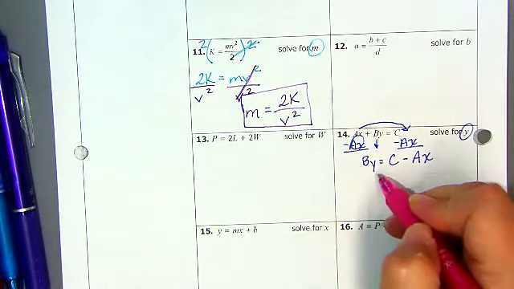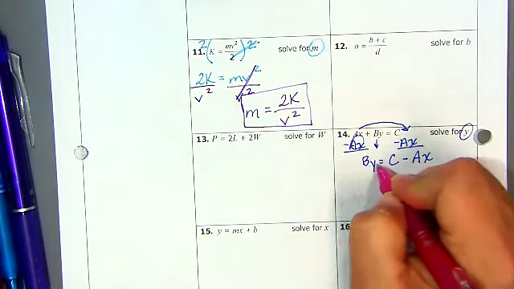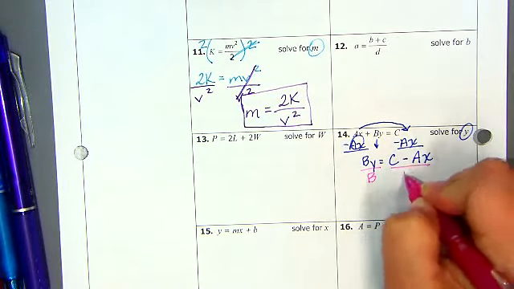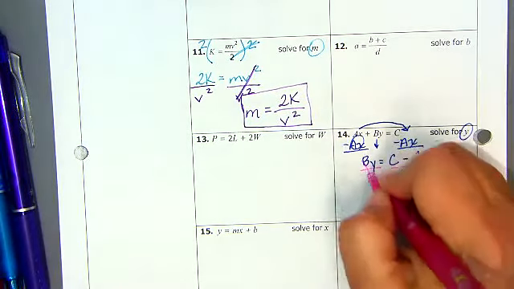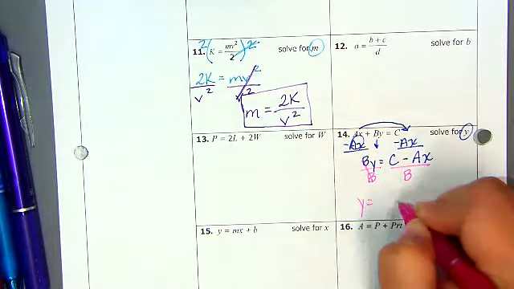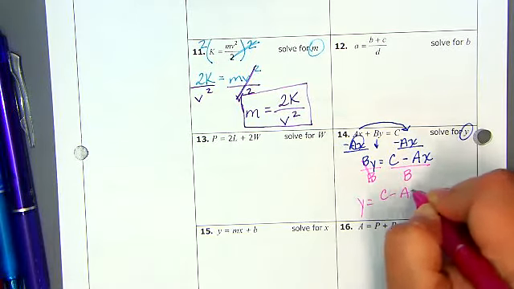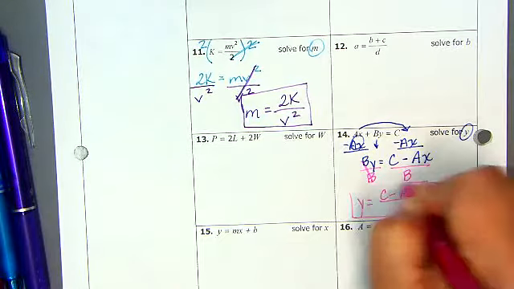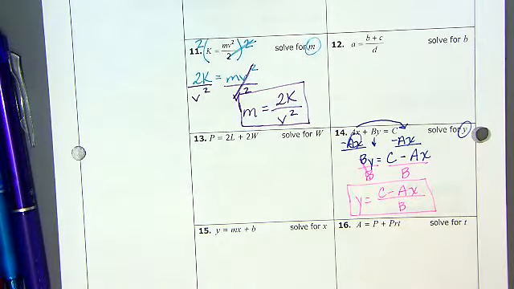And now I've got to get Y by itself. B and Y are connected by multiplication, so I'm going to divide by B to everything. This cancels, and I now have Y equals C minus AX, all divided by B. And there's my final answer.